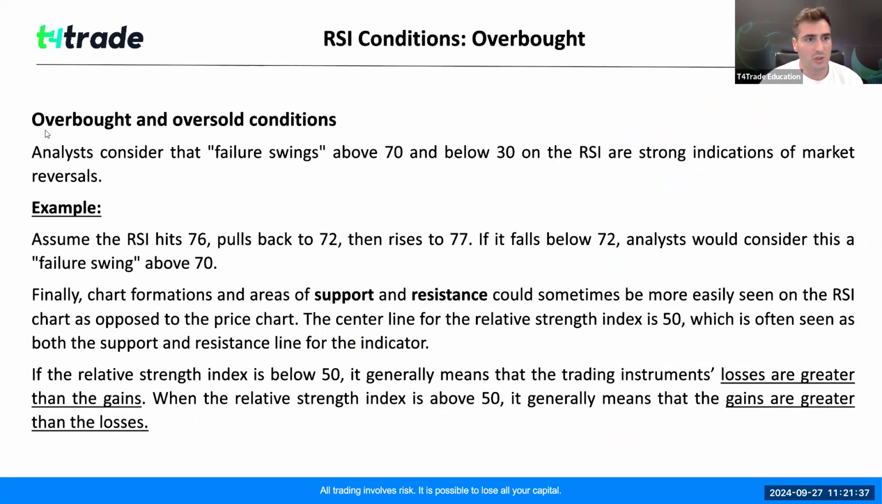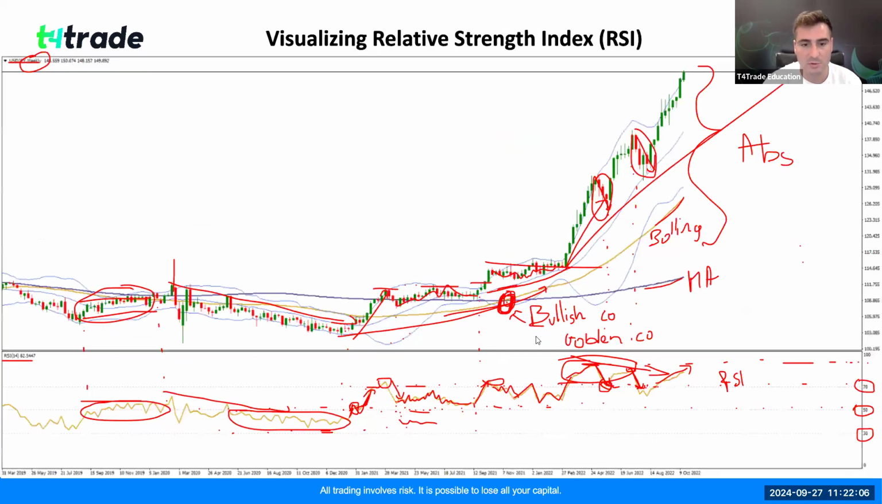Overbought and oversold conditions. Yes, we mentioned this. Analysts consider also failure swings above 70 and below 30, which are strong indication as well. What we mean by failure swings is that imagine that RSI hits 76 and then pulls back to 72. So peak, and then once again rebounds to 77. So if it fails below the 72, we'll consider this a failure swing above 50. Let's see whether we can spot the failure swing.